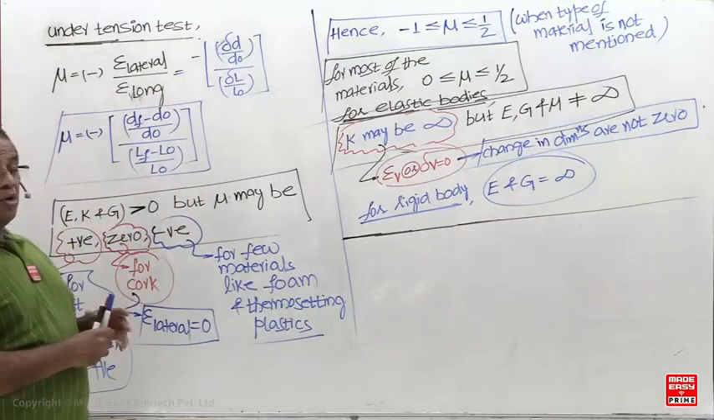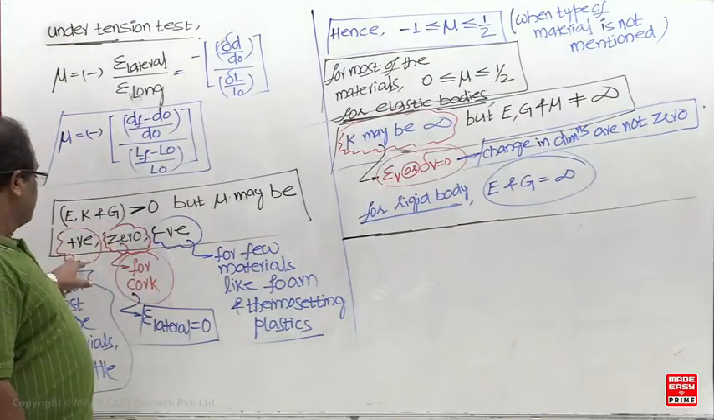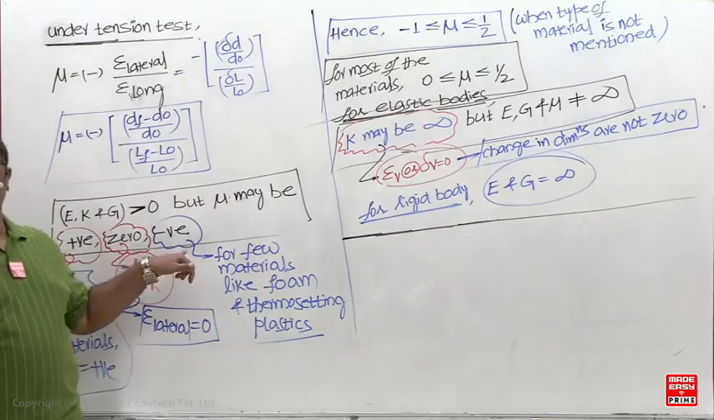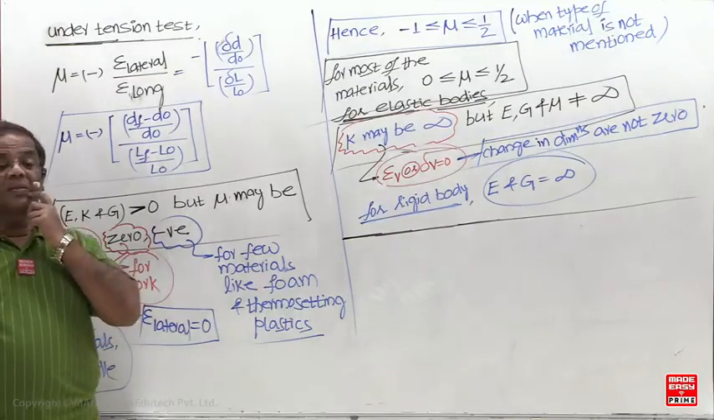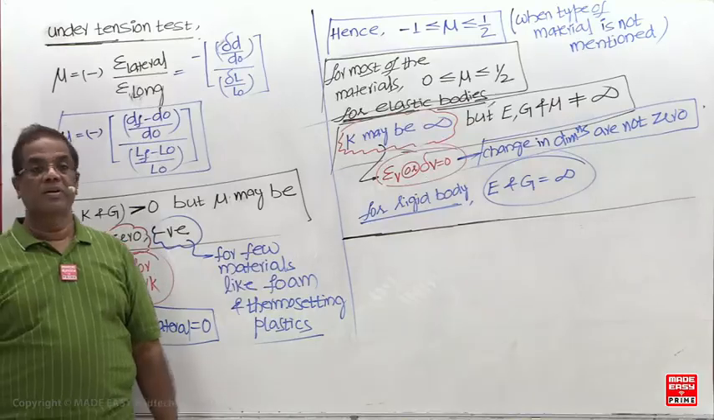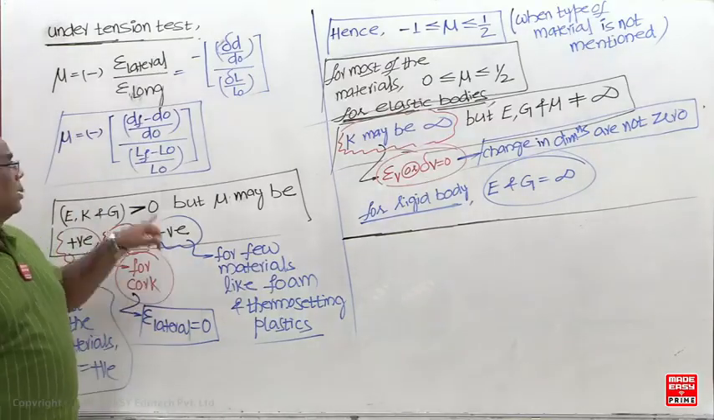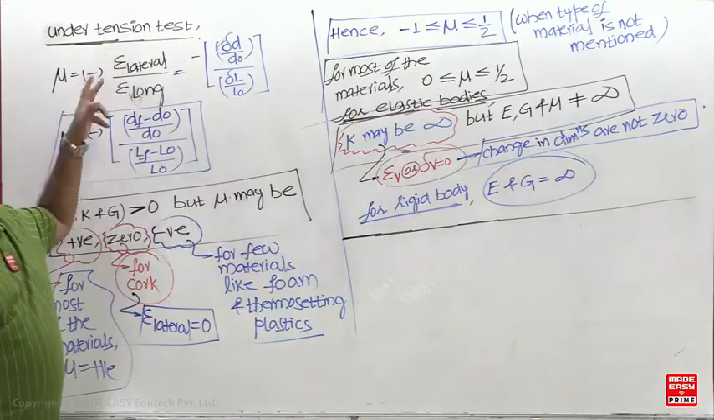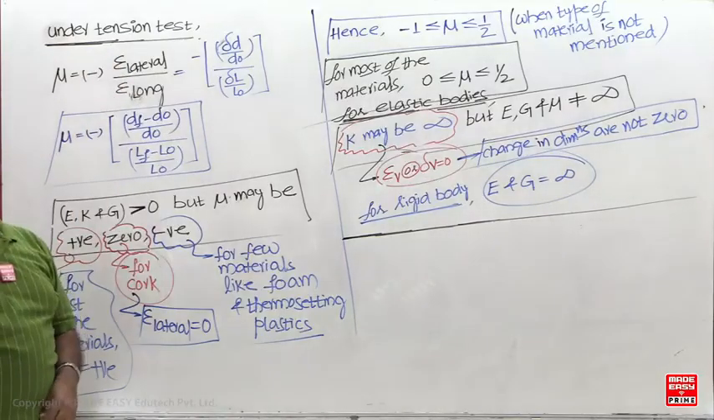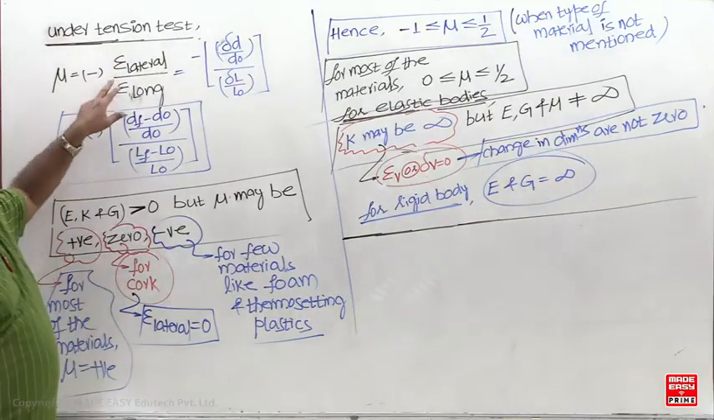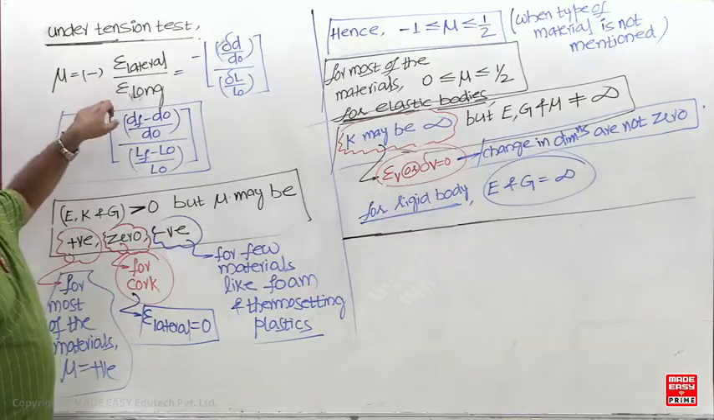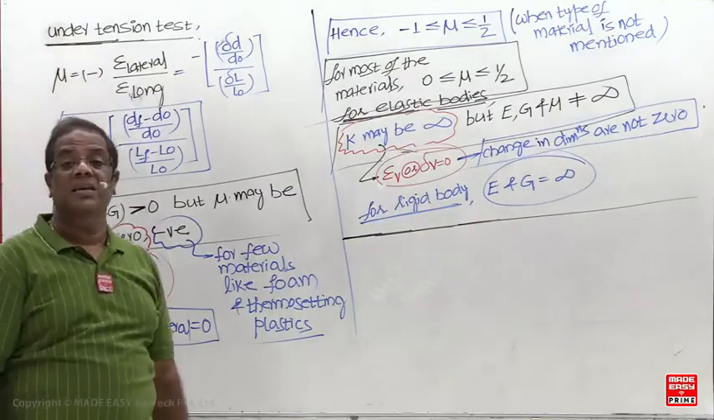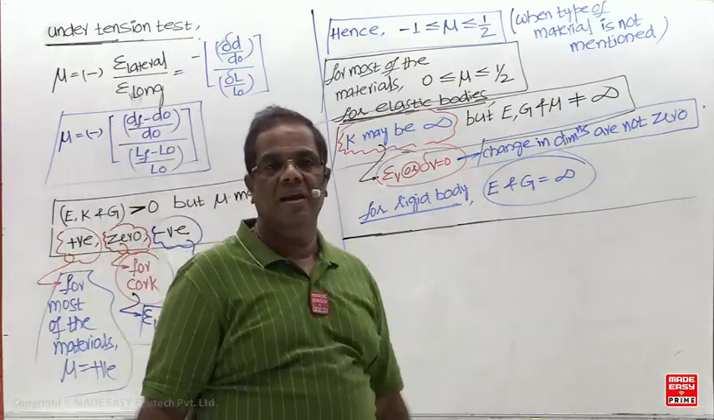Now, what is the difference between mu positive and mu negative? When mu is negative, those materials are called anti-rubber. What is the meaning of mu negative? It is when longitudinal strain and lateral strain are alike in nature, mu is negative. What you have said so far is that longitudinal strain and lateral strain are unlike in nature.